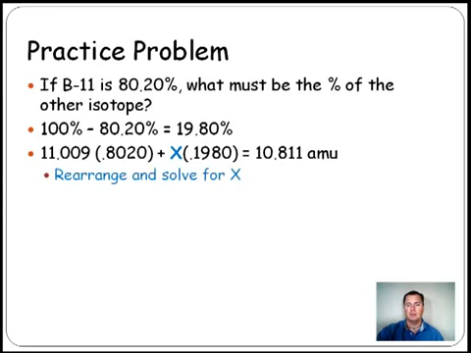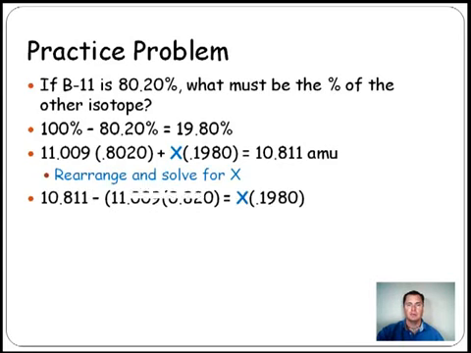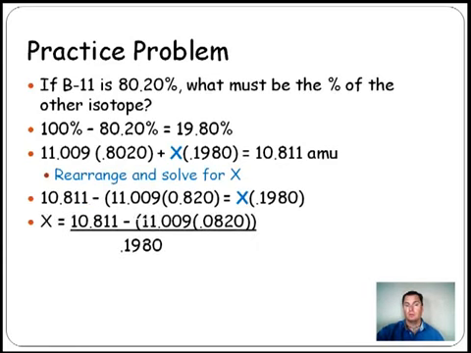So what we have to do now is rearrange and solve for x. So first thing I'm going to do is isolate x by itself. Okay, so I just simply take the mass of boron minus the mass times the fractional abundance. Then I get x. Now to solve for x, all I have to do is divide both sides by the same thing, which is 0.1980. Okay, and then do the math. And I come up with 10.01 AMU. That's the mass of the second isotope. Okay, hopefully you're following me. If not, you need to come in and see me to get extra help.